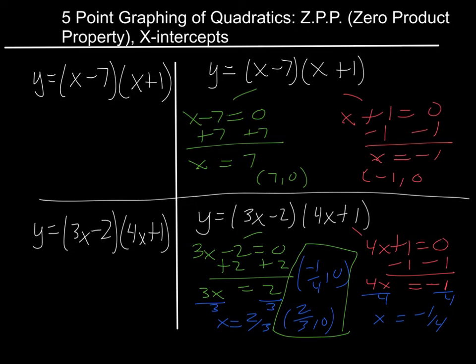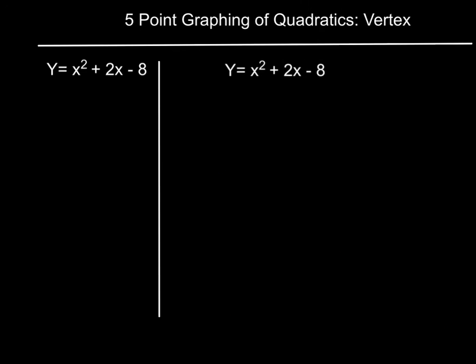Okay, so I did the same way. 3x minus 2 equals 0, and 4x plus 1 equals 0. And then I just solve for x, and that x value becomes my x-intercept. And then, of course, they're both zeros on that side. Okay? All right, take a look at the next slide.